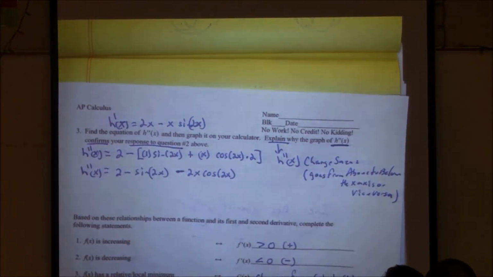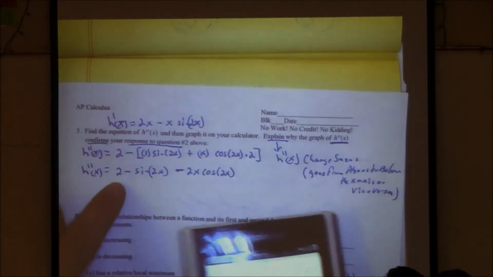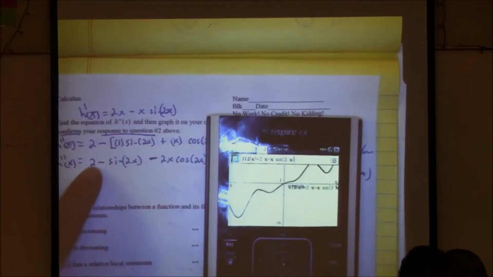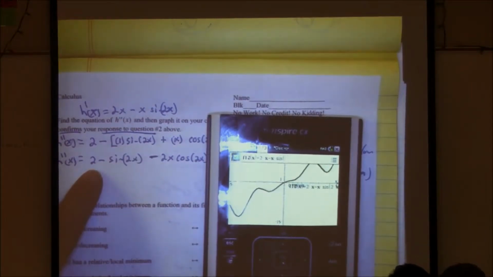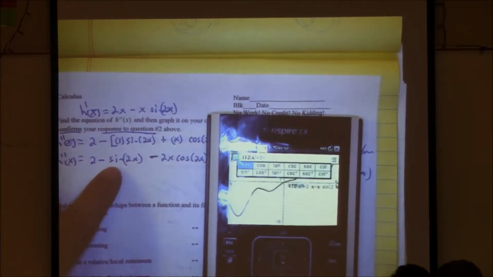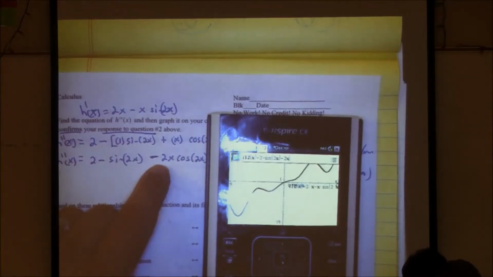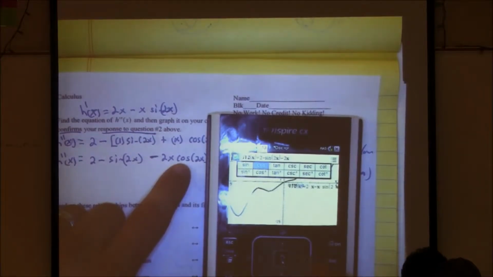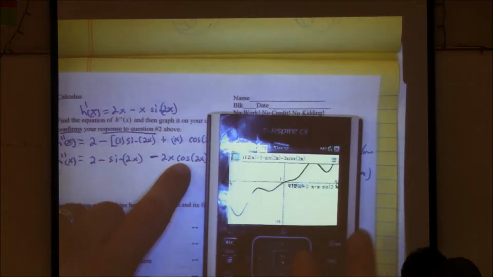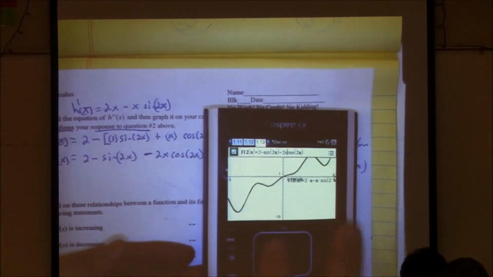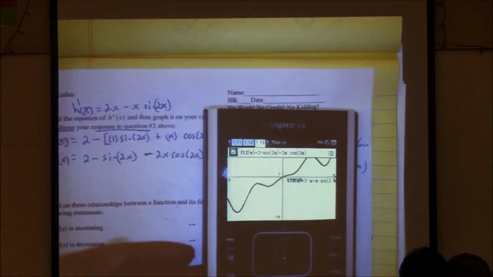So graph this bad boy, and let's see what happens. Does it cross 5 times? Yep. 2 minus sine of 2x minus 2x cosine 2x. Am I missing something? The times between the x and the cosine. It'll pick it up between the 2 and the x, but not the other way.